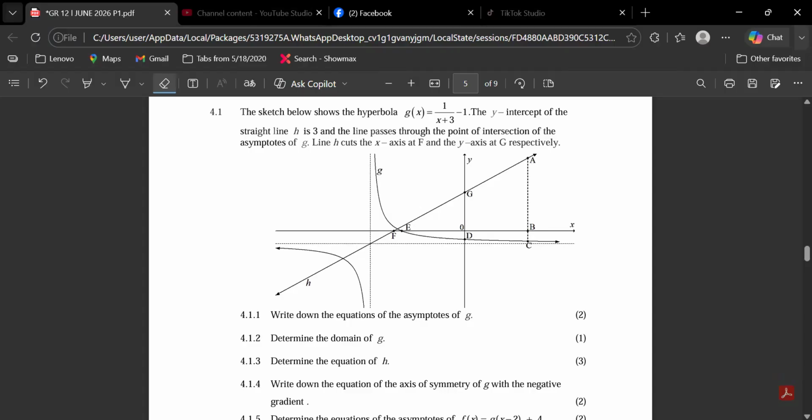Welcome, guys, to the Daily Dose of Mathematics. Today, we're doing question 4 of the June 2026 Limpopo question paper. To be specific, we're going to be doing 4.1.3 and 4.1.4. Now, let's start with 4.1.3.